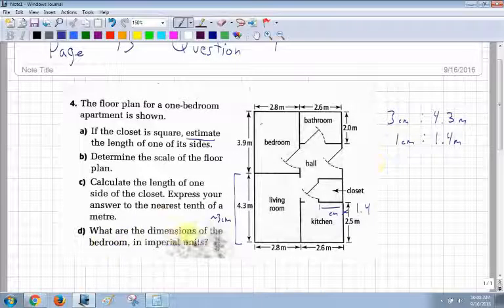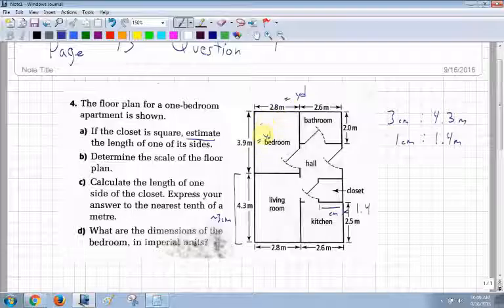Part D says, what are the dimensions of the bedroom in imperial units? So I already have the measurements of the bedroom in metric units. I have 3.9 and 2.8. Just convert these to yards. And that's it. You should have the conversion factor in your data sheets to convert those to yards. And that is basically how you do that question. So hopefully that'll help you get started.